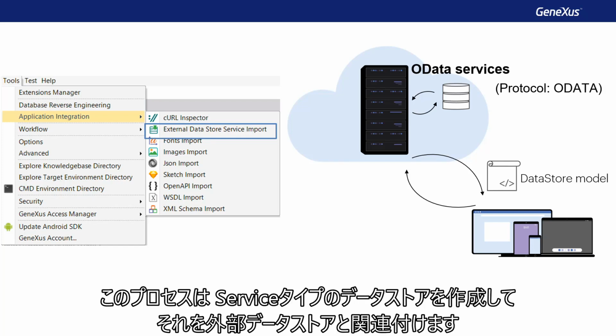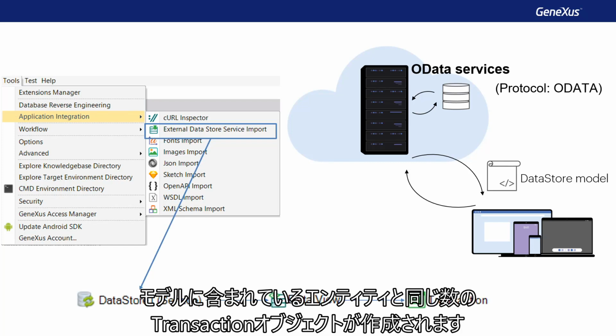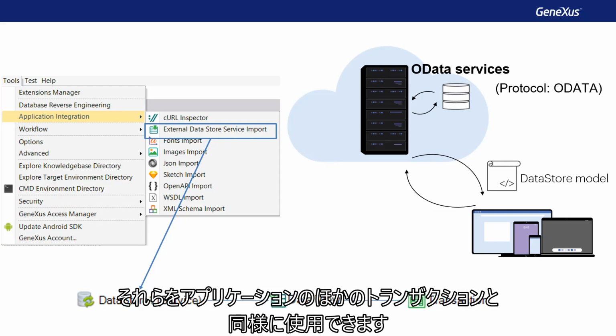Since the process implies creating a data store of service type to associate it with the external data store, we can only use this feature in GeneXus Full. After executing the wizard, as many transaction objects will be created as entities were included in the model, and we'll be able to work with them as with any other transaction in our application.